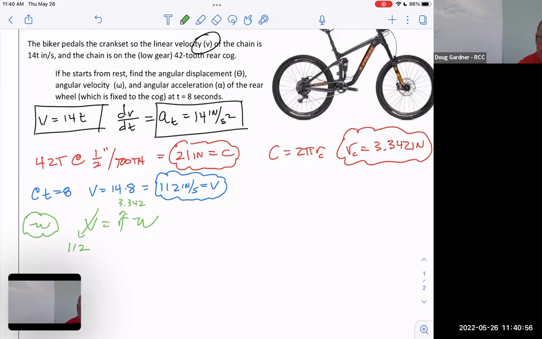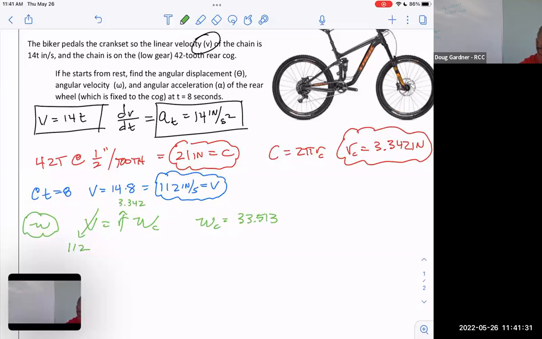So because I chose the radius of the cog, how come I didn't choose the radius of the wheel? The reason is that the chain is actually hooked to that cog. You see what I'm saying? It's not hooked to the wheel. So this is actually the angular speed of the cog right here. If I divide those, I get 33.513.